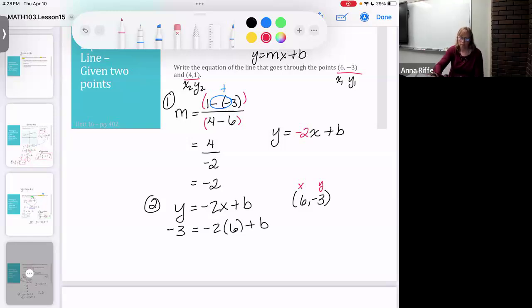Great. Let's multiply. We have -3 is equal to -2 times 6 is -12 plus b. And now I can note it's a simple equation, so I can undo any addition. I'm going to add 12 to the left because -12 plus 12 is 0. Add 12 to the right.